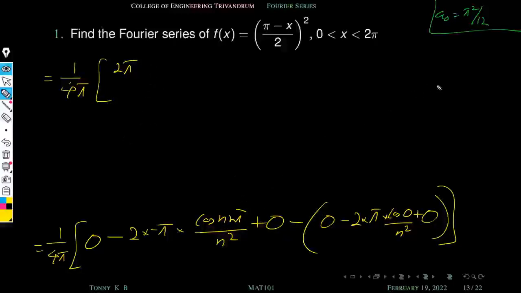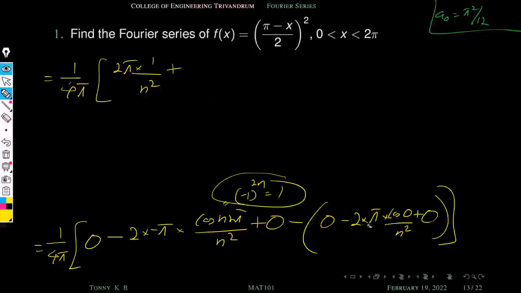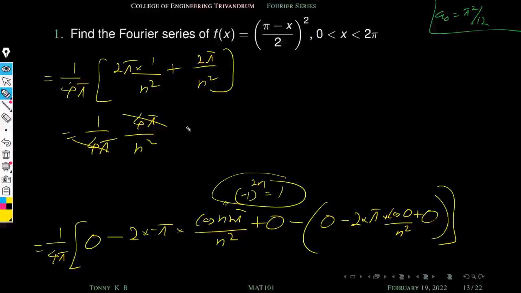What is cos 2n pi? Cos 2n pi is minus 1 raised to 2n. And what is minus 1 raised to 2n? 2n is always even, so minus 1 raised to even is 1. So this term is 1. Clear? So into 1 by n square. And there are 2 minus signs, so this becomes plus again, 2 pi by n square. Then combining, this is 1 by 4 pi times (2 pi by n square plus 2 pi by n square), that is 4 pi by n square. You can cancel these two 4 pi. So this becomes 1 by n square. So our an equals 1 by n square.